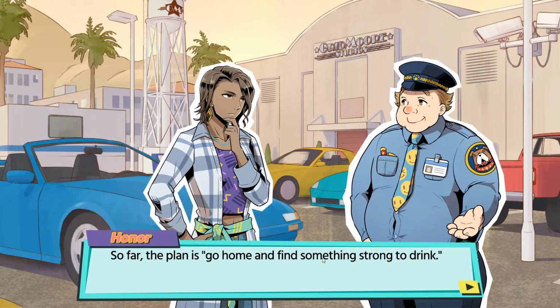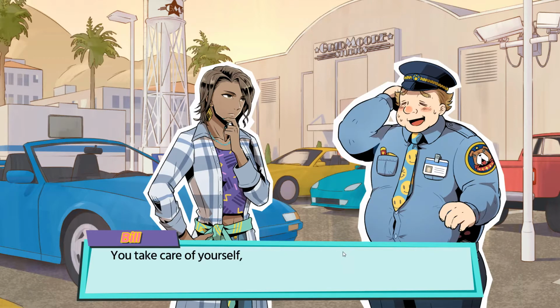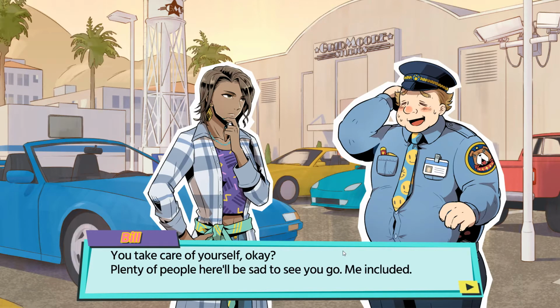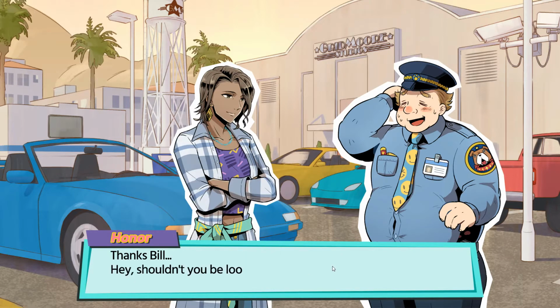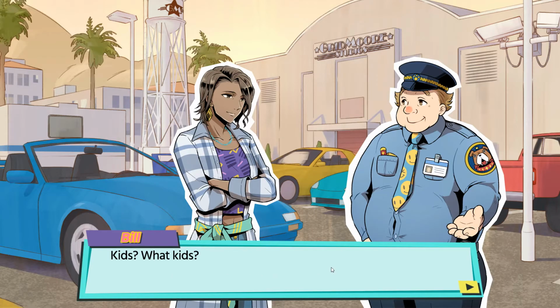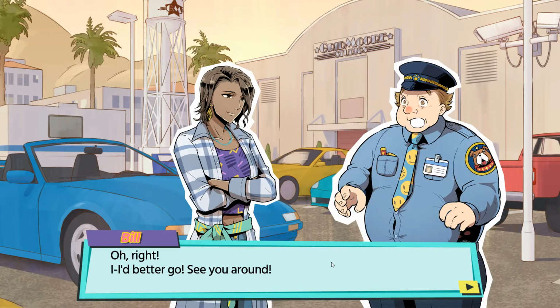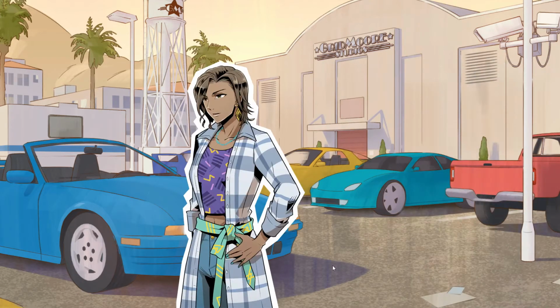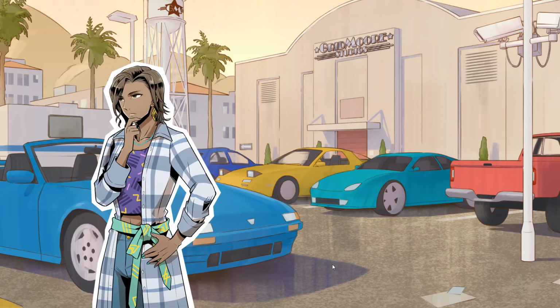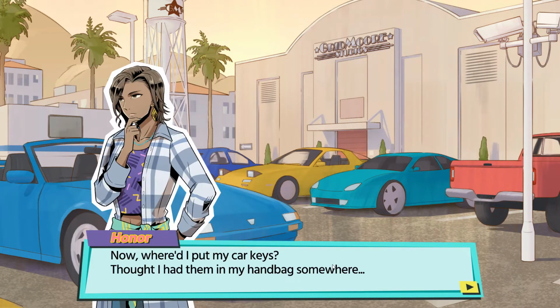So far the plan is go home and find something strong to drink. You take care of yourself, okay? Plenty of people here will be sad to see you go, me included. Thanks, Bill. Hey, shouldn't you be looking for those kids? Kids? What kids? Oh right, better go. See you around. Now, where'd I put my car keys? Thought I had them in my handbag somewhere.